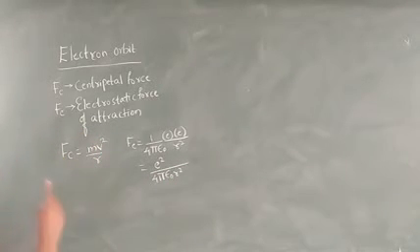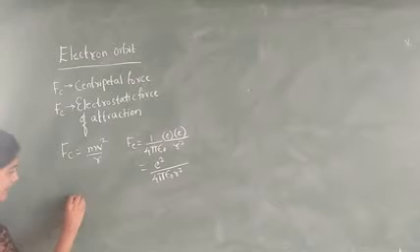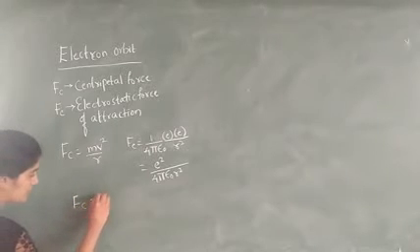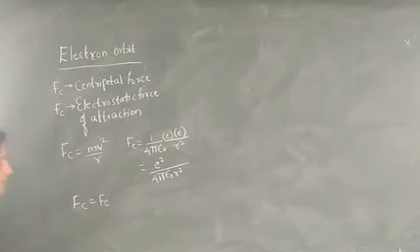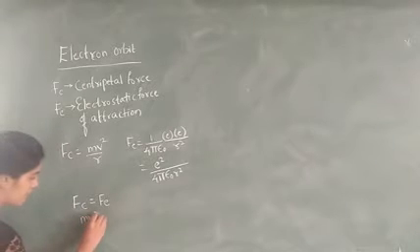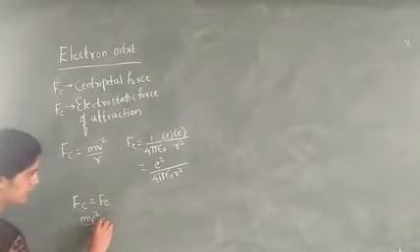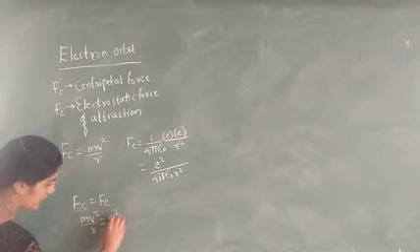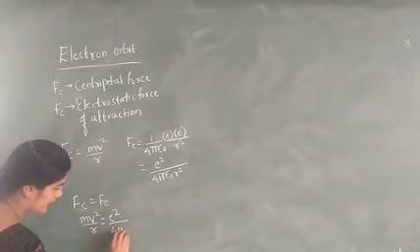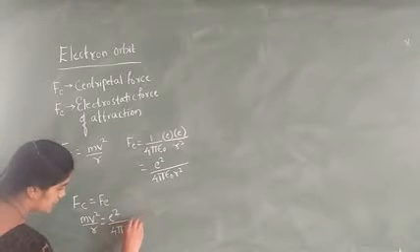Now let us consider Fc and Fe. We can write Fc is equal to Fe. Centripetal force is always equal to the electrostatic force of attraction. Next we can write Fc, that is mv square by r, is equal to e square divided by 4 pi epsilon naught r square.